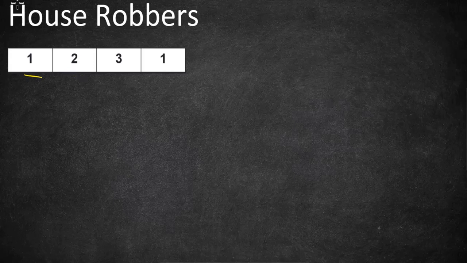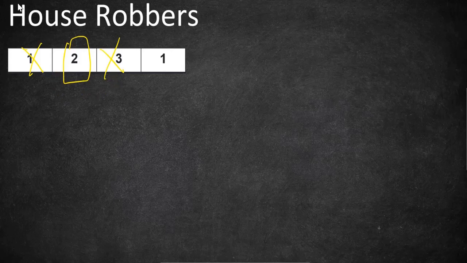To understand that, if we are trying to rob house number 1, then we cannot rob house number 2 because it is right adjacent to it. Suppose our option is to rob house number 2, then we cannot rob house number 1 as well as house number 3, because we cannot rob any neighbor house of the one we are choosing to rob.